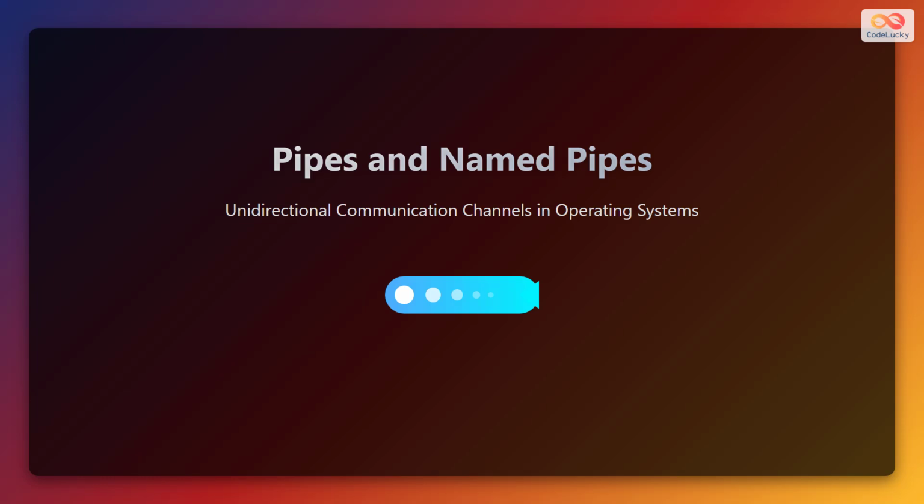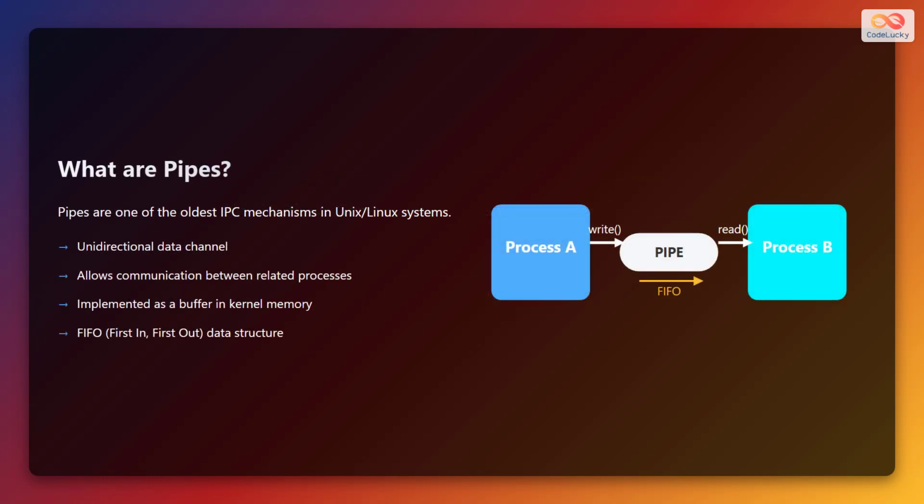In this video, let's explore pipes and named pipes, which are unidirectional communication channels in operating systems. Pipes are one of the oldest inter-process communication mechanisms in Unix and Linux systems. They are unidirectional data channels, which means data flows in only one direction. They allow communication between related processes, typically a parent and child process.